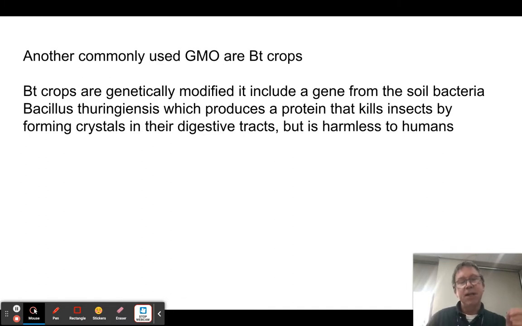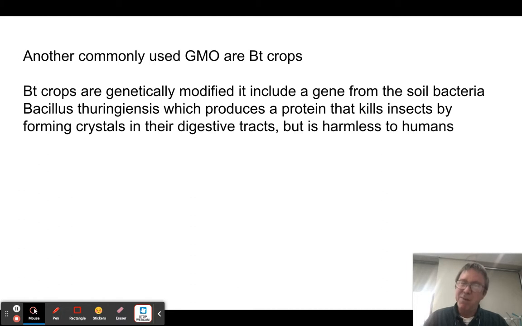So basically, what happens is when the organism eats it, it causes crystals to start growing in their digestive system, and basically blocks them from digesting food, so they die. But these crystals don't affect larger mammals, right? It only affects insects. So it's not going to poison you. It's not like a pesticide that's going to cause cancer or anything like that. So that's how it works.